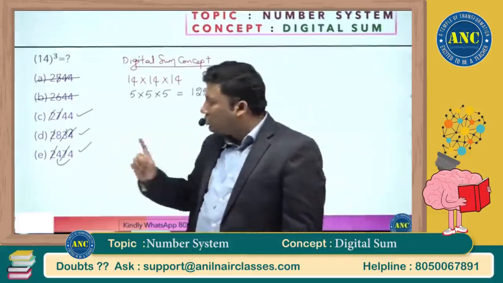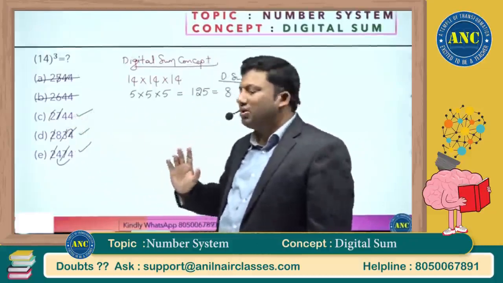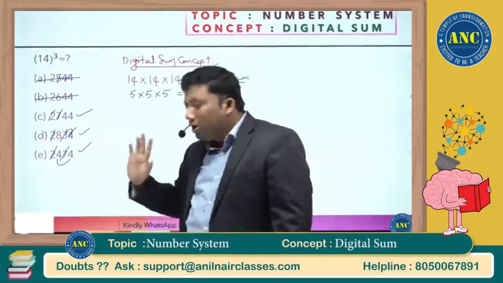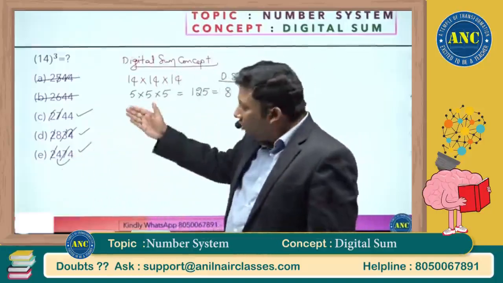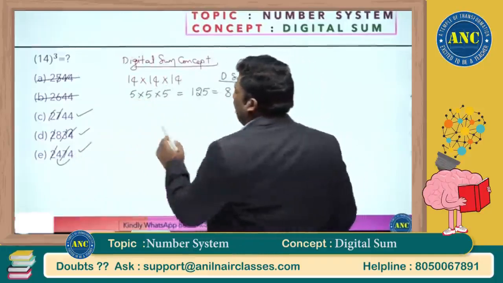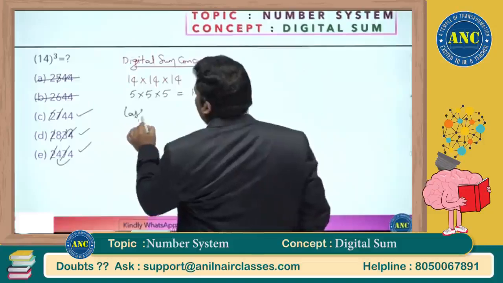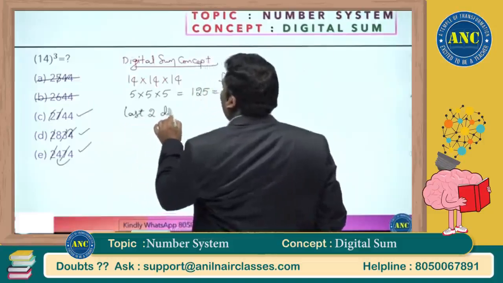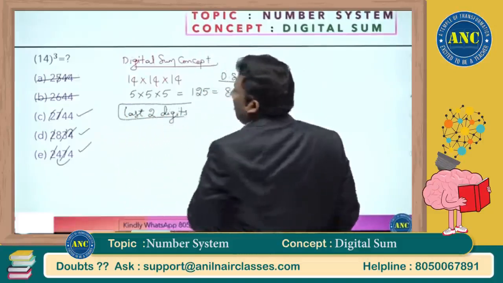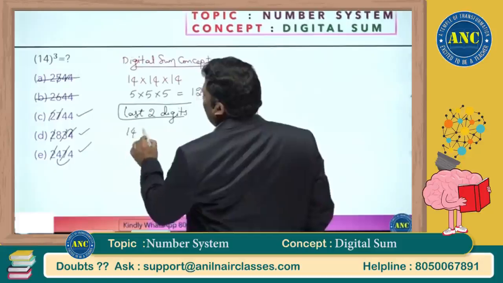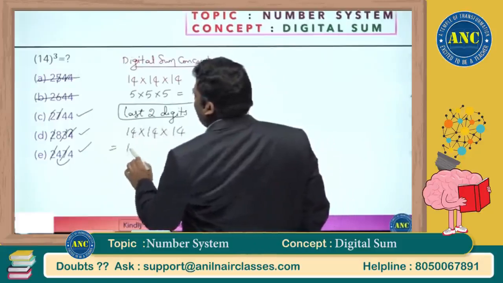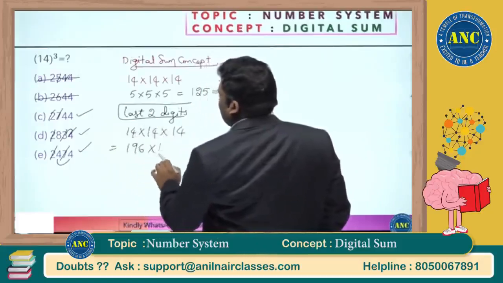Now if you observe closely, what are the last 2 digits of 2744? 44. 2834, 34. 2474, 74. The digital sum matches for 3 options, but the last 2 digits of all the 3 options are different. So let me attack it using the last 2 digits. Whenever you are solving a problem, you will get your own idea just by looking at the answer options. 14 into 14 into 14. 14 14s are 196, into 14.